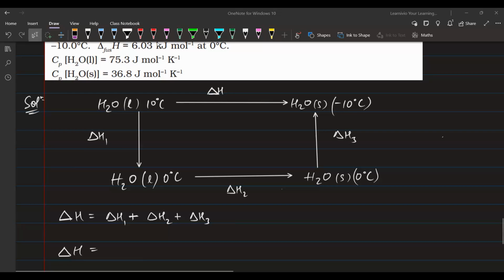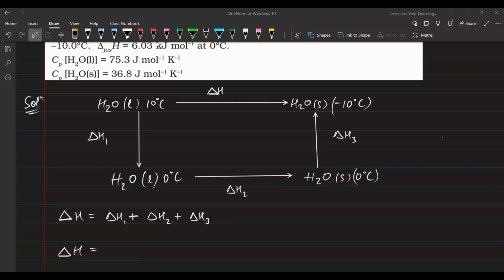What is the delta T? What is the temperature change in the first step? Speak louder, it's easy, it's visible. 10 degrees Celsius, yes, that is true. But plus 10 or minus 10? Minus 10.